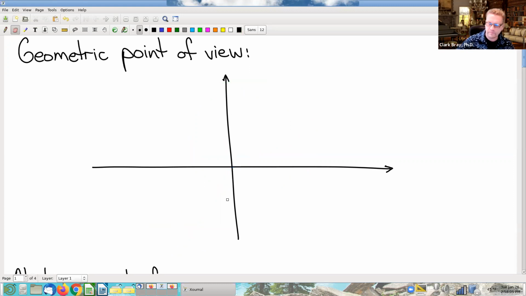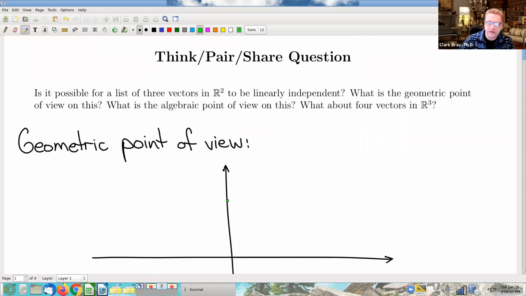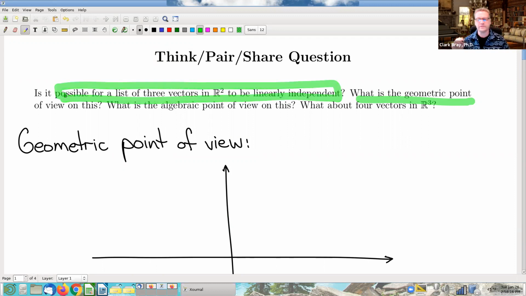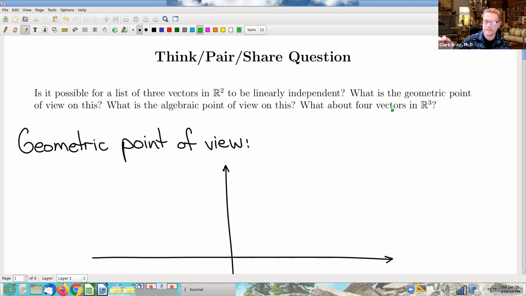Okay. All right, so going back up to the original question, this is what I'm going to call the geometric point of view on this question of whether it's possible to have a list of three vectors independent in R2. There's something nice about this geometric point of view. We can see what's going on. It's geometrically intuitive. These are all good things. I'm going to show you instead now an algebraic point of view on this. And the algebra is always a little bit more abstract, a little bit less relatable.